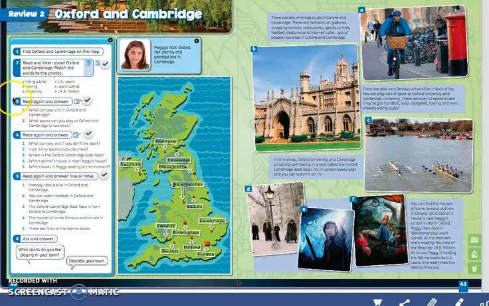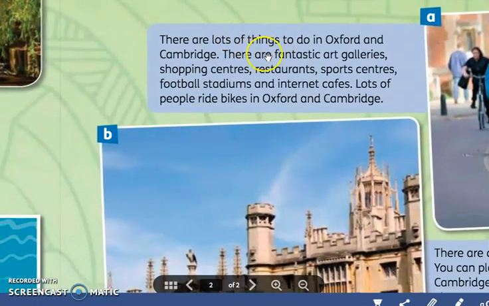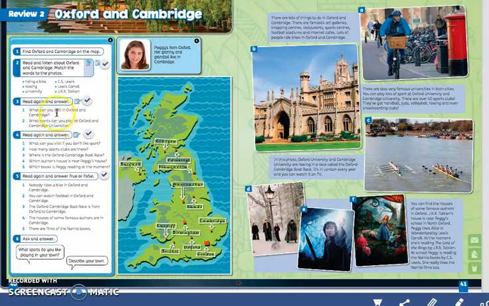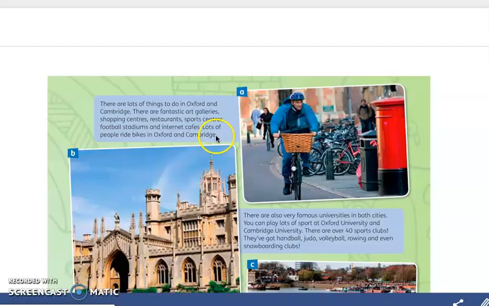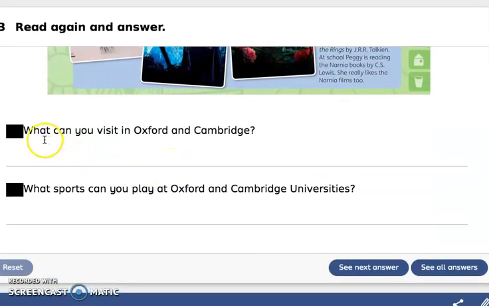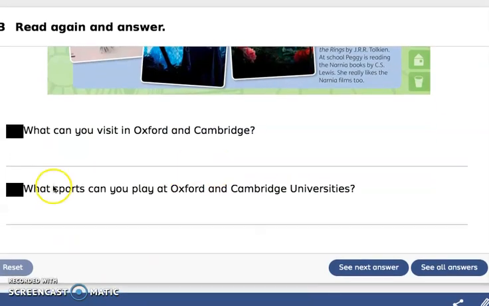Activity number 3, the same. Copy in the notebook activity 3. And now it's time to read these 4 texts, as you can see. So you need to read them and find and answer these questions. So you need to copy these 2 questions in the notebook. Copy the first one: What can you visit in Oxford and Cambridge? The information is here. And number 2, what sports can you play at Oxford and Cambridge University?